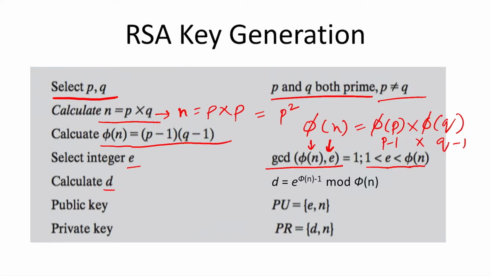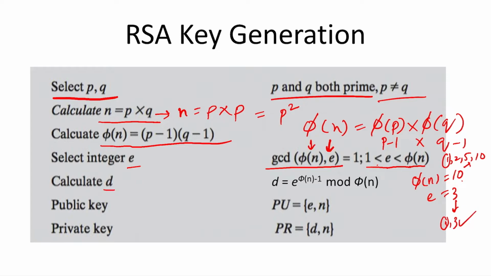For instance, if the phi of n was equal to 10, then we could choose e is equal to 3, because then 3 is greater than 1, it's less than 10, and if you notice, there are no common factors between 10 and 3. So for 3, we have 1 and 3. For 10, we have 1, 2, 5, and 10. So the only or the greatest common factor that 10 and 3 have is 1. So we could choose 3 as our public exponent. Then how do we calculate d?